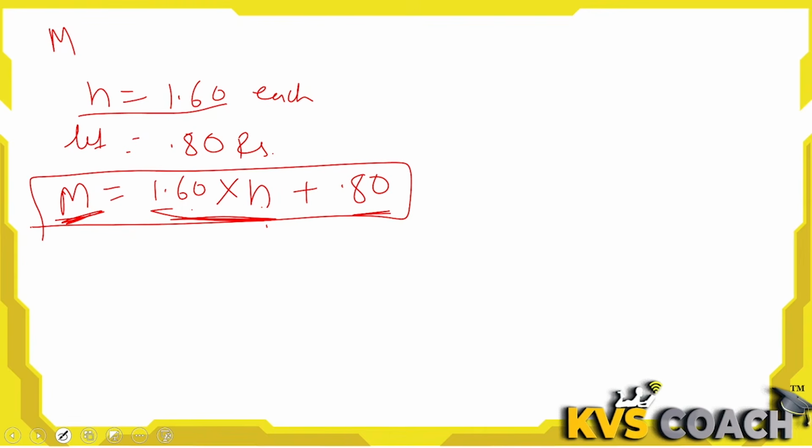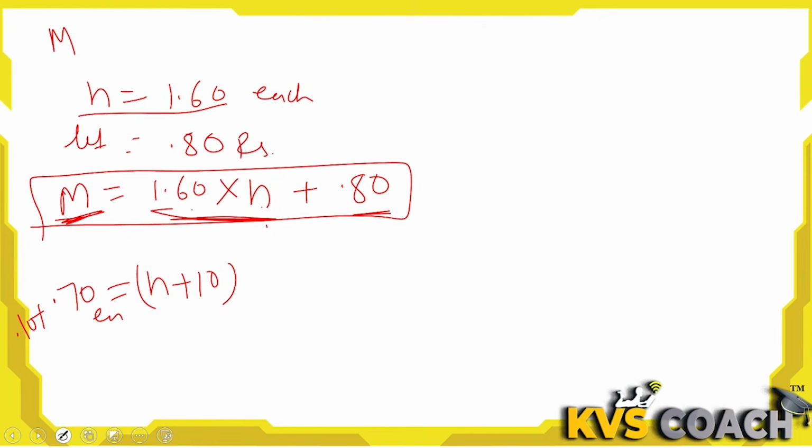Okay, now I am talking about the second condition. What was the second condition? Second condition was that she is buying apples. ठीक है, apples, how many apples? n+10 apples. She is buying at rupees 0.70 each, and the value left is 0.10.